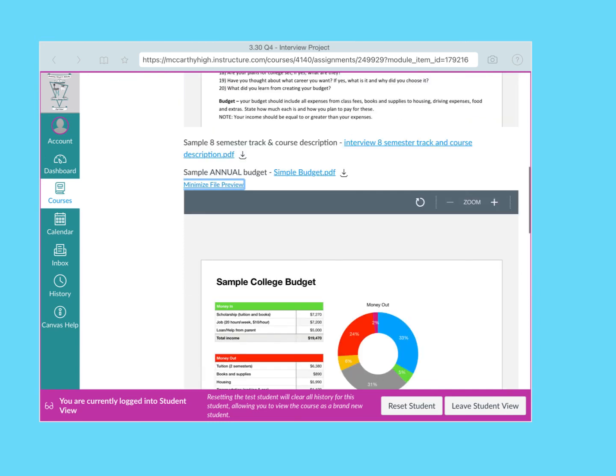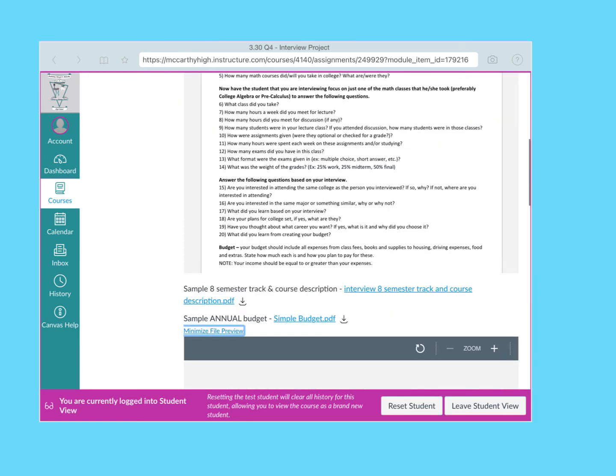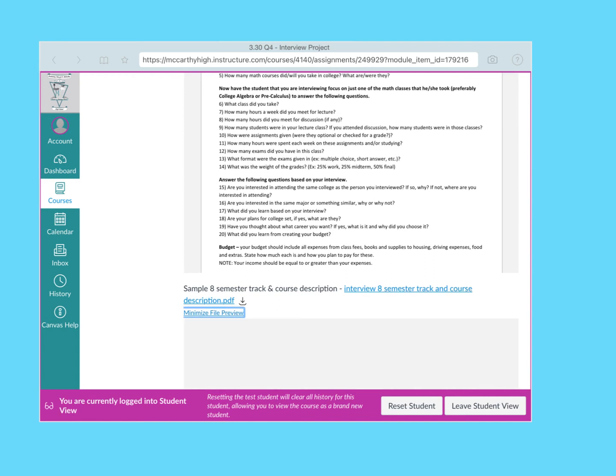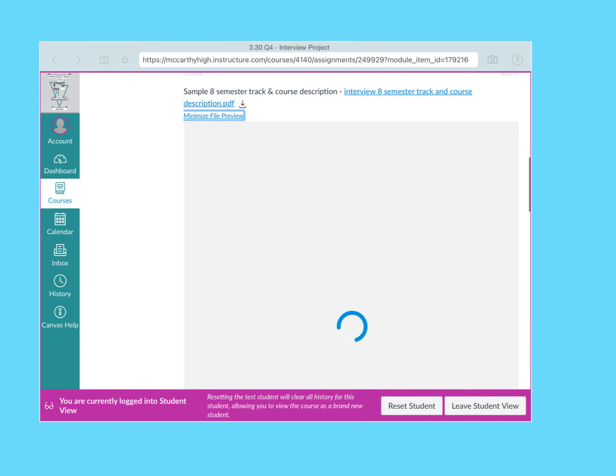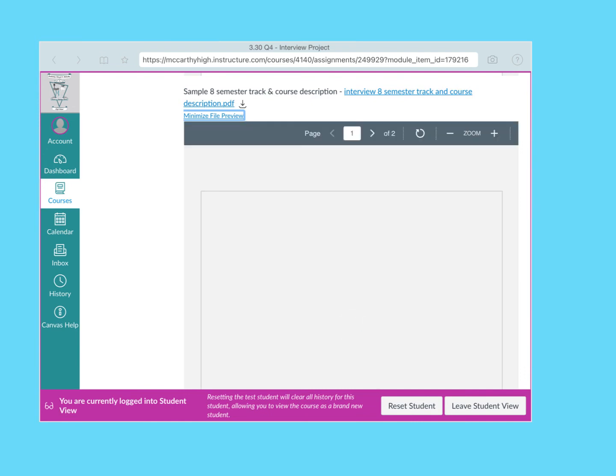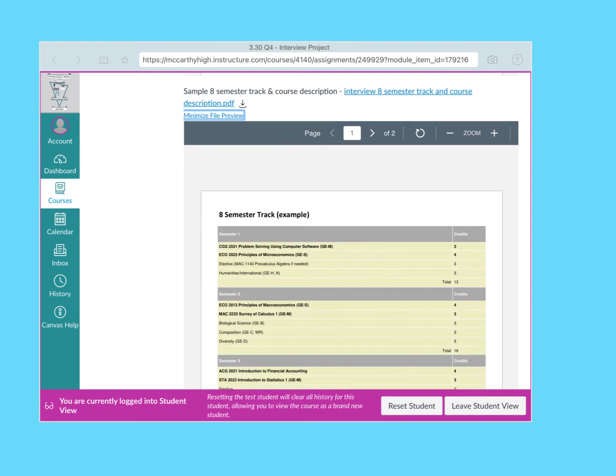All right, so the other things that you need to turn in, that you can literally Google and find, are an 8-semester track, which each university calls a little bit differently. For UF, they call it an 8-semester track. It is basically just a mapping of the courses that you would take depending on your major. So if you are going to be an aeronautical engineering major, you're going to go to the website of the university you want to go to and search for the courses for aeronautical engineering. It should be laid out like this.